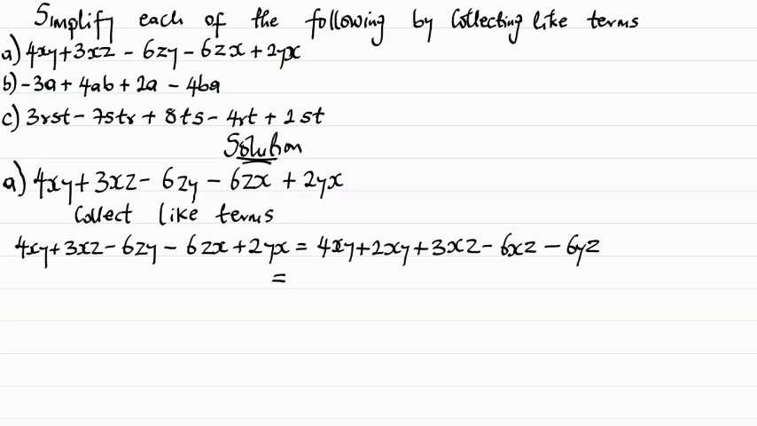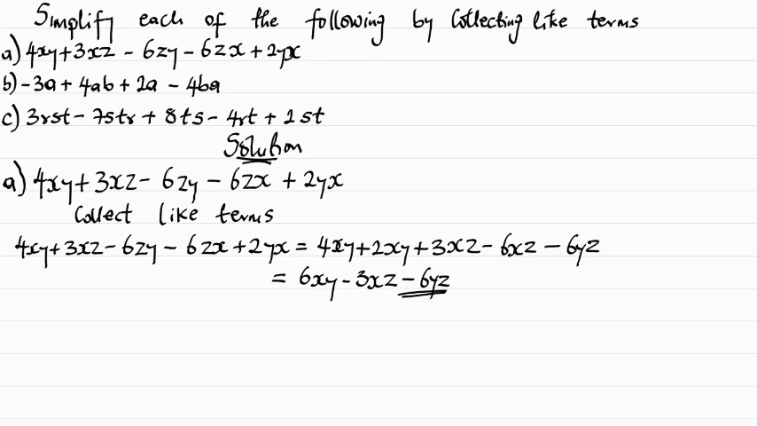Solving further, we have 4xy plus 2xy gives us 6xy. Plus 3xz minus 6xz gives us minus 3xz. We'll bring down minus 6yz. And this gives us our answer for the A part of the question.